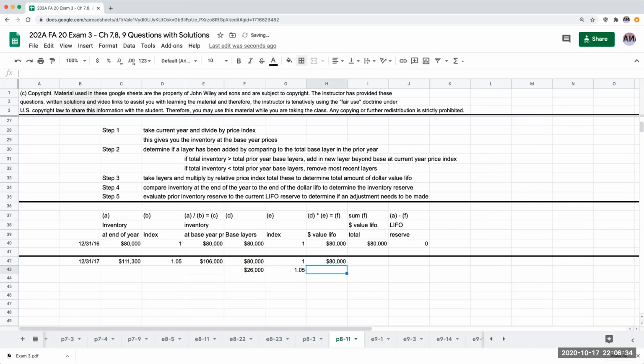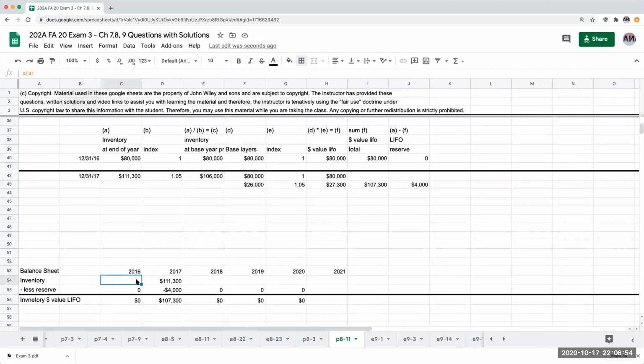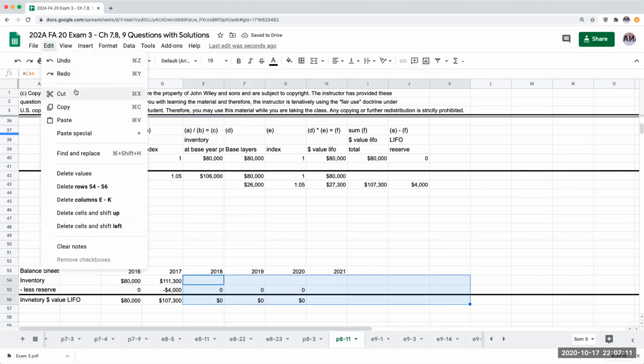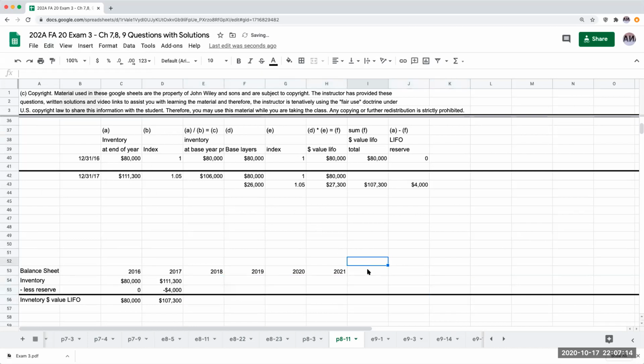So my inventory under dollar value LIFO is going to be the sum of these two values, or 107,300. My LIFO reserve is the difference between my inventory at the end of year prices less the amount under LIFO. So for 2016, the inventory would just be shown over here at 80,000. There's no reserve. For 2017, wow, these numbers are magically populating. So yeah, good job. It's like Chegg, except my answers are actually going well.